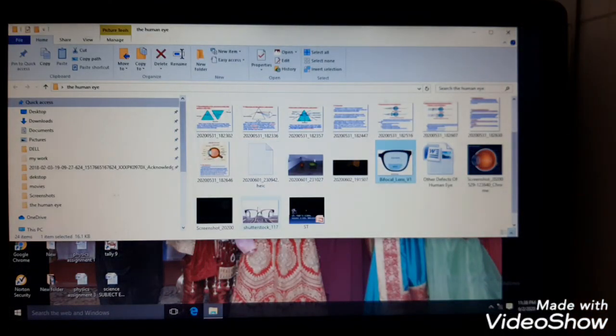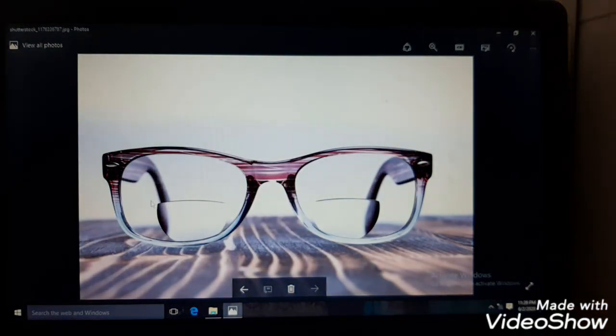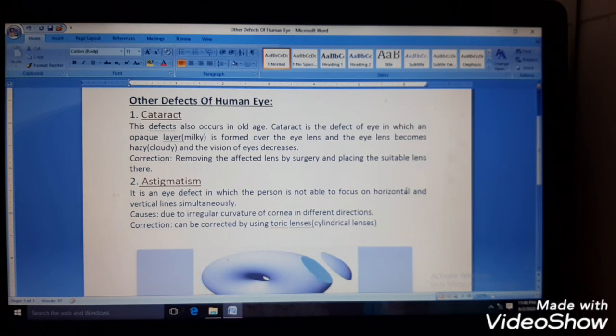Let me show you the actual picture of this kind of lens. See, you might have seen this kind of spectacles. This portion is different from this portion, isn't it? These are known as bifocal lens. So generally old age people use this kind of specs only, in which both kinds of lens are there. Bifocal, convex and concave lenses. Now move to the next topic, some other defects of the human eye.